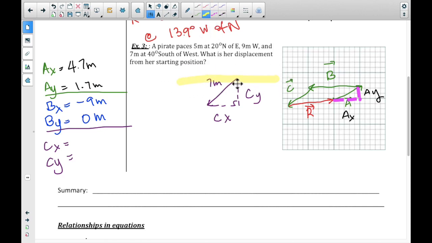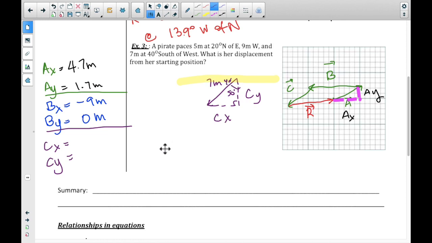Let's say this is west. So this is 40 degrees south of west. So the way I have drawn it, that means this theta is going to be a 50-degree triangle, because we said it was 40 degrees out here, so it's 50 degrees in there. Okay, so once again, I'm going to rely on my trigonometry.